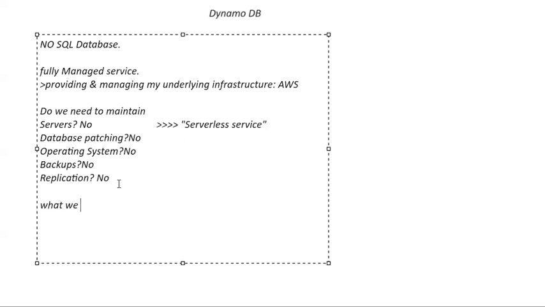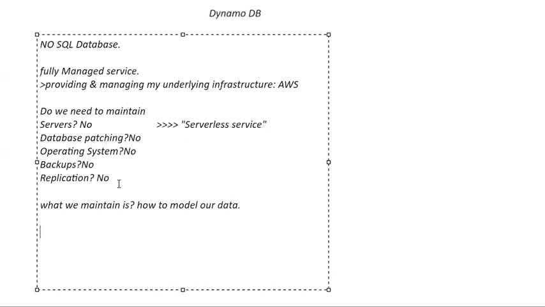What we maintain is how to model our data. This is the only thing we need to maintain under DynamoDB. So how many ways can I store my NoSQL data?